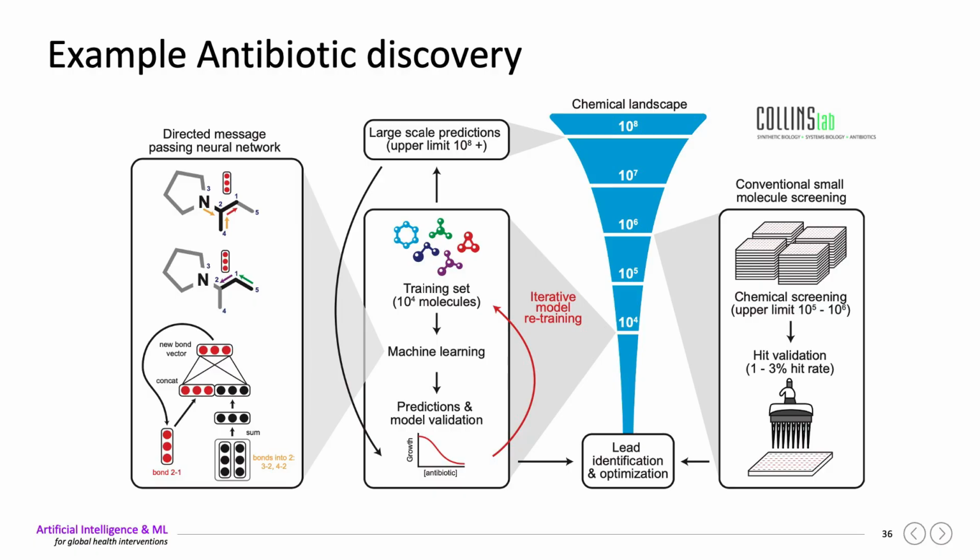The funnel on the right contrasts this with conventional small molecule screening, which caps out around 100,000 to 1 million molecules and has only a 1 to 3% hit rate. The comparison is the whole point. The GNN lets you virtually screen a chemical space orders of magnitude larger than any laboratory could physically test, dramatically accelerating lead identification and optimization.